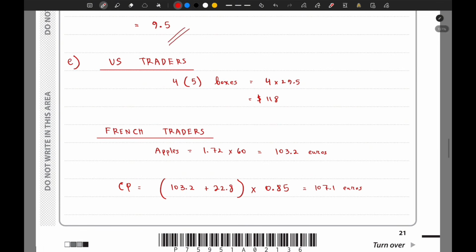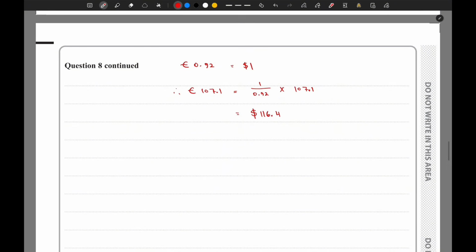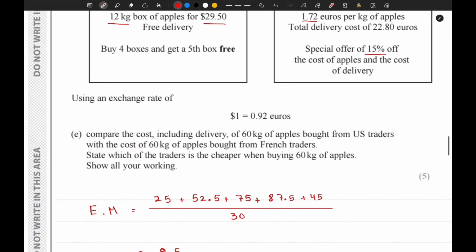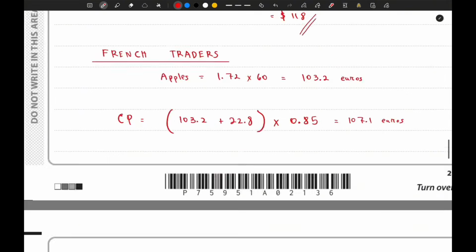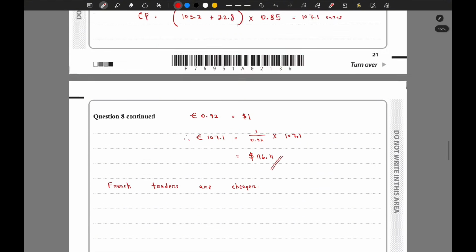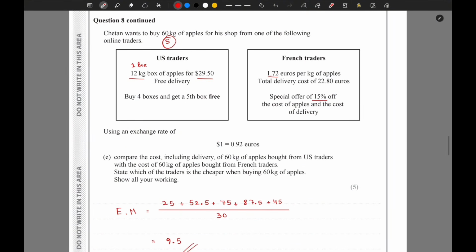So if you buy from the US traders, the total cost is $118, and if you buy from the French traders, the total cost is $116.4. So it would be best if he buys from the French traders. So compare the cost. Okay, that's good. So French traders are cheaper. So that is the answer to question 8.